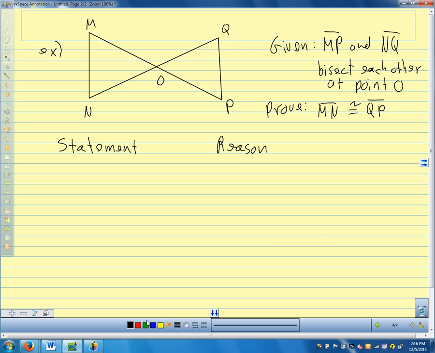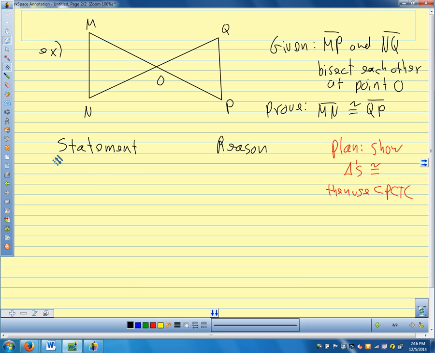And here's our plan. I'm going to show that the triangles are congruent. And then, once I know the triangles are congruent, then I can use CPCTC. So when we use CPCTC, we always have to show that the triangles are congruent first, and then we can say that tells us all the other matching parts are congruent.